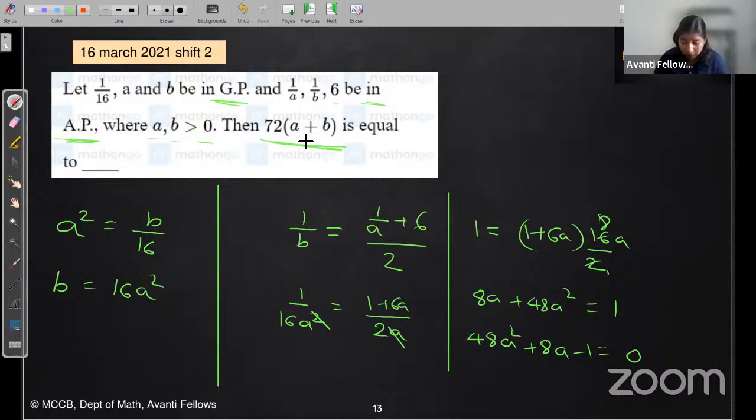Answer me in the chat box. When you compute this, the roots of this equation that we're going to get will be A is equal to 1 by 12 and minus 1 by 4. These are the two values we will get. But they already mentioned that A and B are greater than 0. So A is equal to minus 1 by 4 is not valid, right? So it is discarded. So we got one value of A, that is A is equal to 1 by 12.